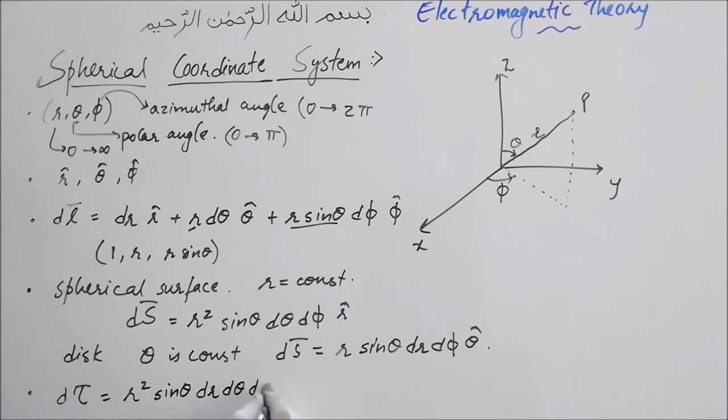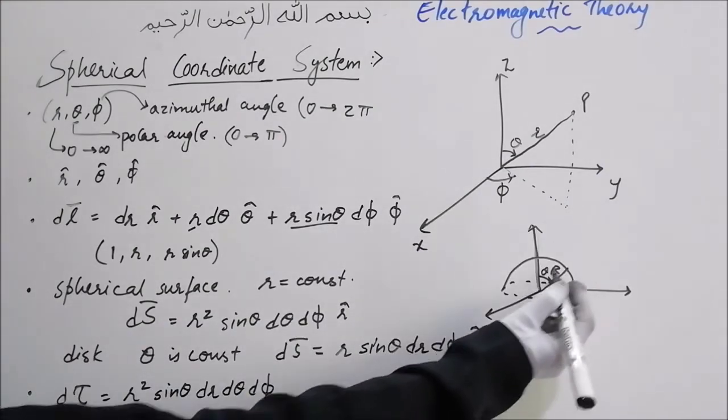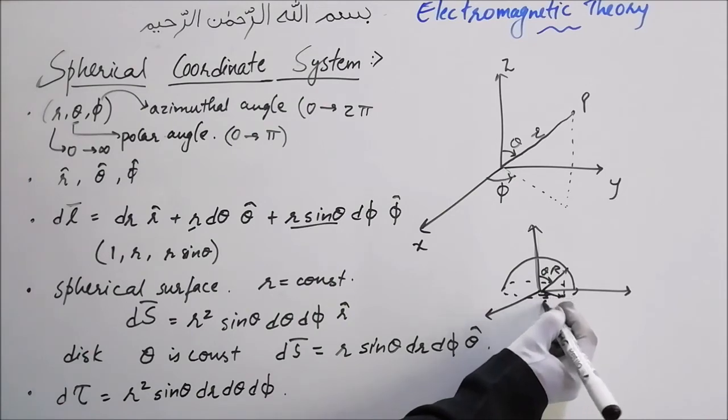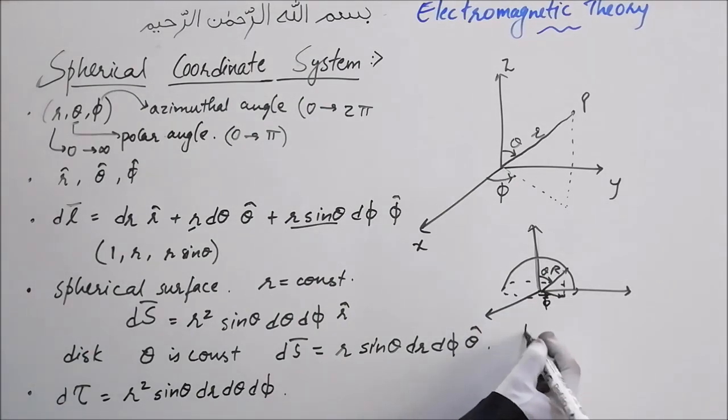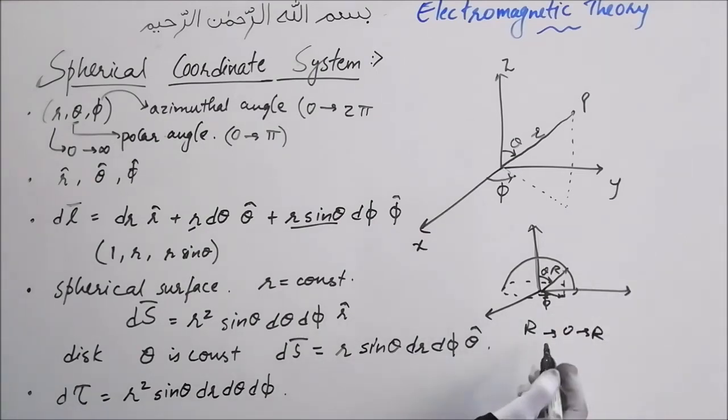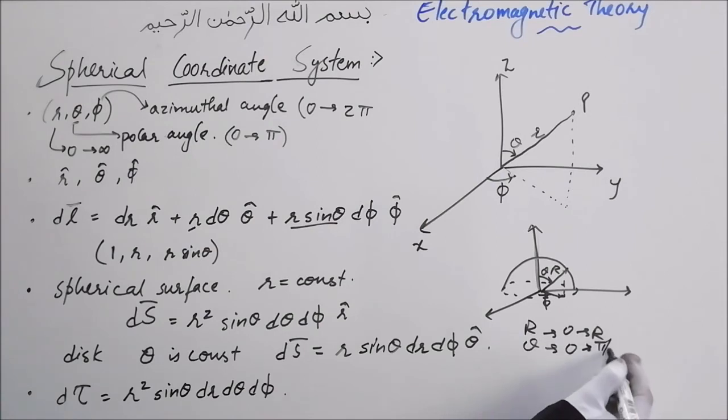Now if we have a hemisphere, then what will happen? For a hemisphere, this will be r, this will be theta, and the projection along this plane, this angle will be phi. So here r will vary from obviously 0 to r or 0 to whatever value we need. Theta will vary from 0 to only pi by 2, and phi will vary from 0 to 2 pi.